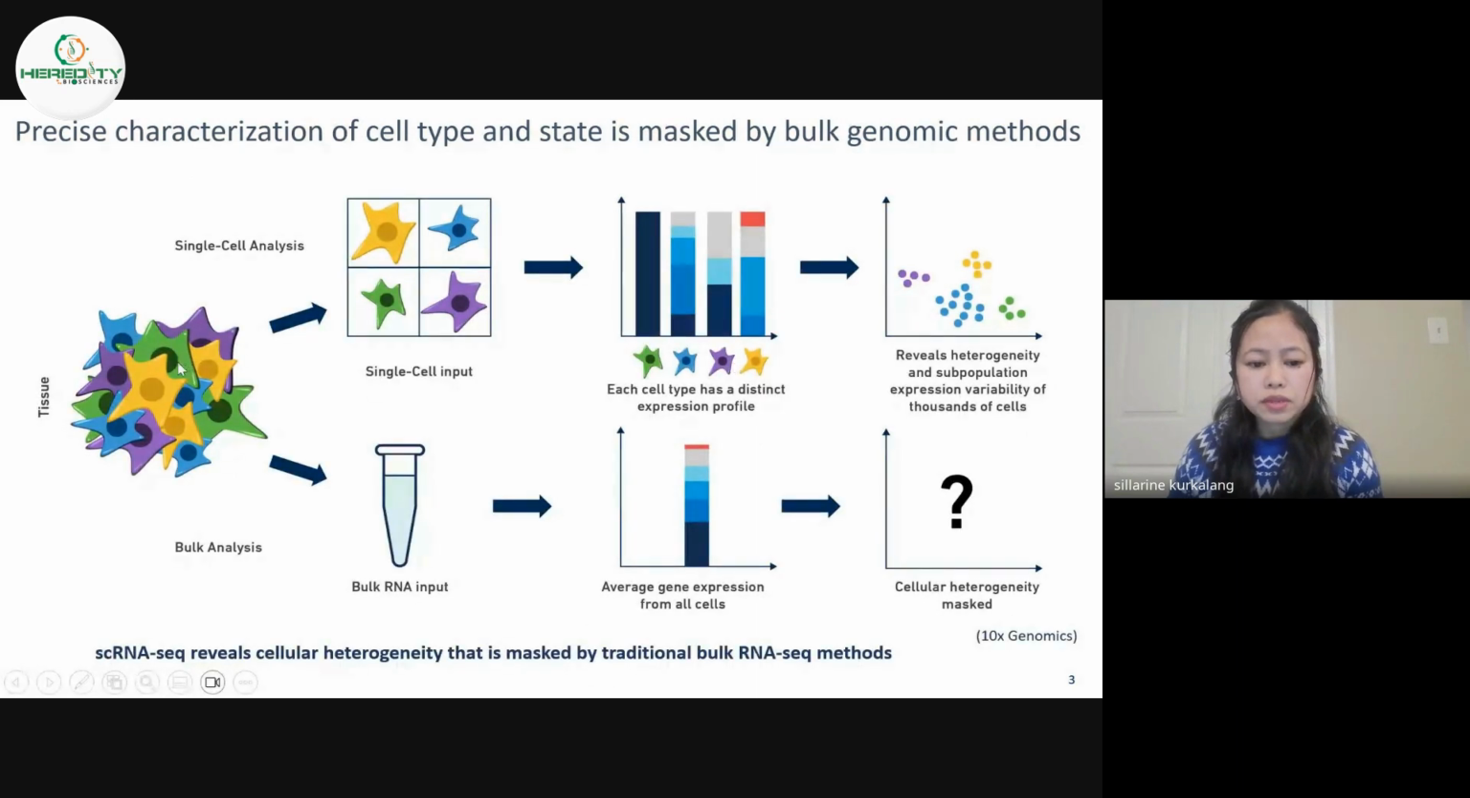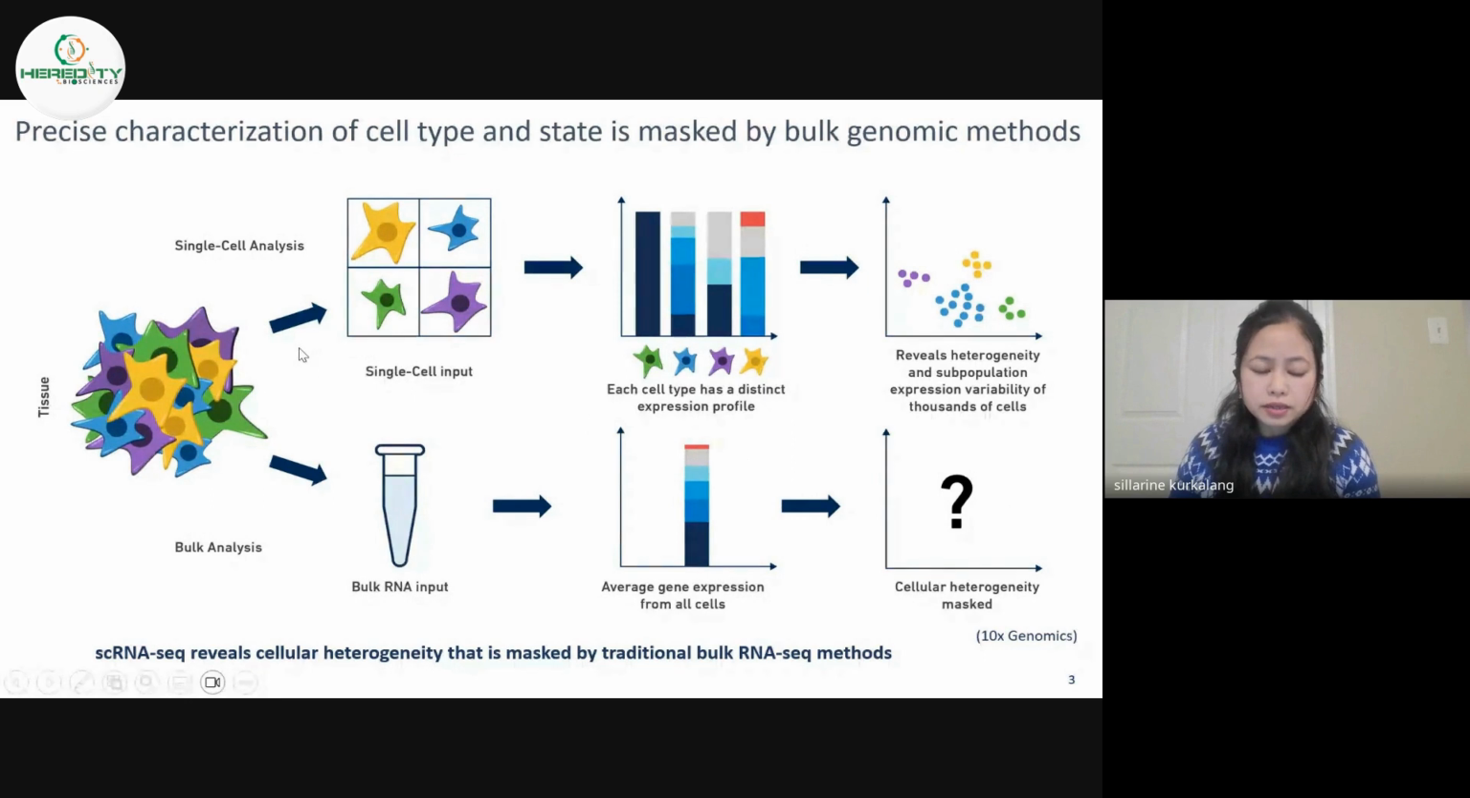For example, if you want to study the gene expression of a particular tissue, as you know, each tissue consists of multiple cell types. So with the bulk method, the gene expression profile you get at the end of your experiment is the average gene expression profile from all the cells, not the actual gene expression. Thus, it masks the cellular heterogeneity, and you will not be able to get the actual representative gene expression from individual cells or the tissue as a whole.